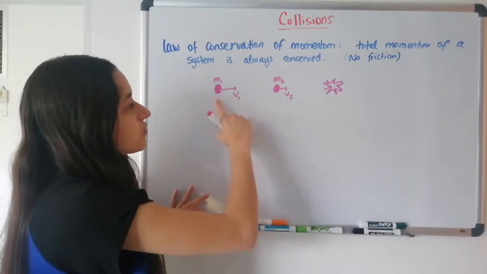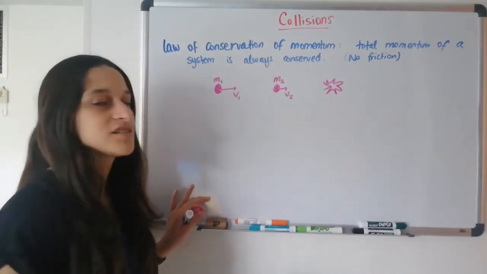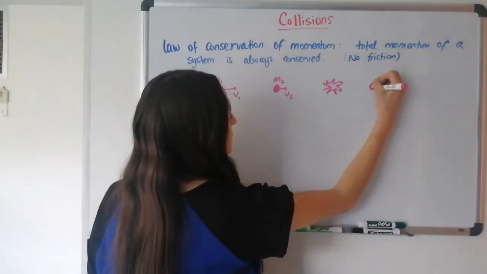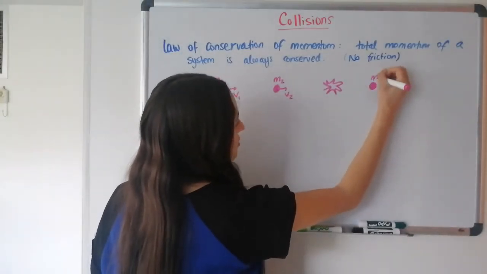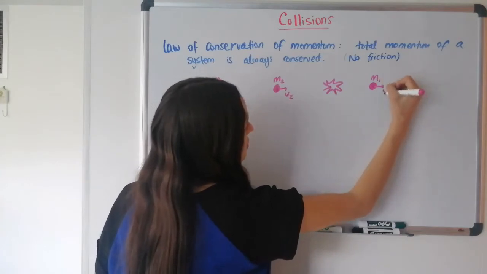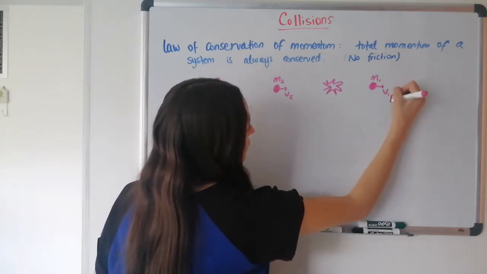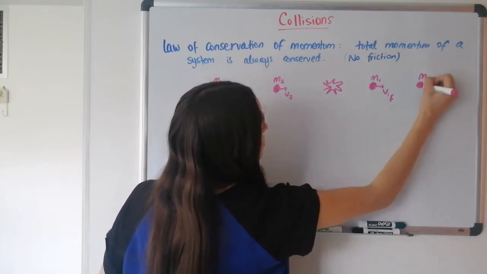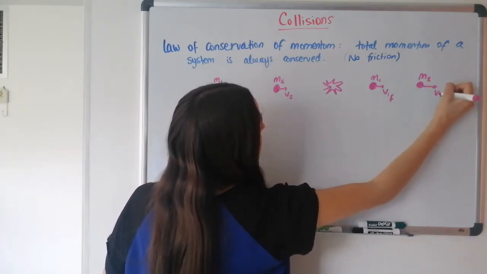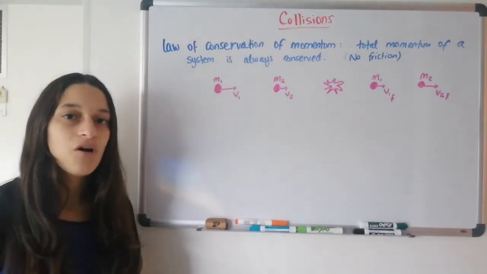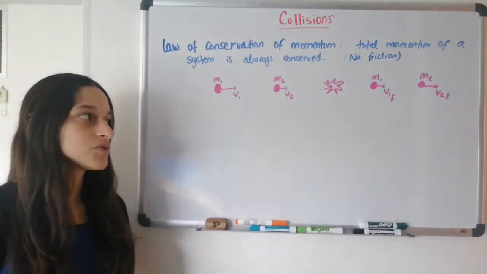And then, because both were moving to the right, it's very probable that both will be moving to the right at the end too. So that's just for drawing matters, but m1 will be moving to the right, maybe with a smaller v1 final. And m2 will be moving to the right, maybe with a bigger v2 final, right? So we don't know every number, but we know some things.